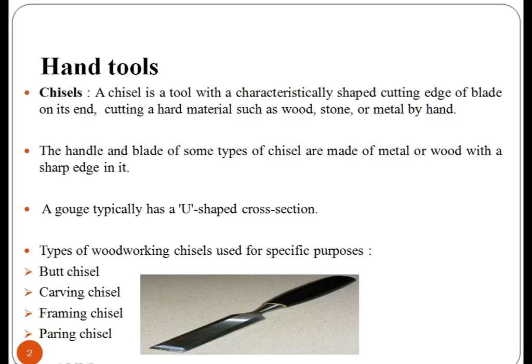Hand tools for carpentry are chisels, files, planes, hammers, and hand saws. Let us discuss in detail the use of hand tools. Chisel. It is a metal tool with a flat and sharp end that is used to cut and shape a solid material such as stone, wood, or metal. A gouge typically has a U-shaped cross section.